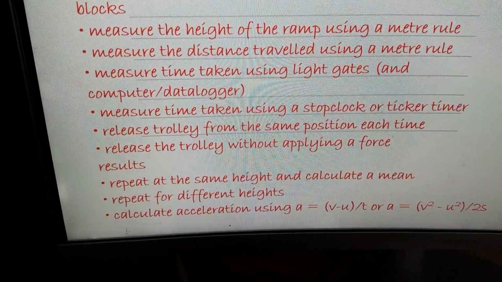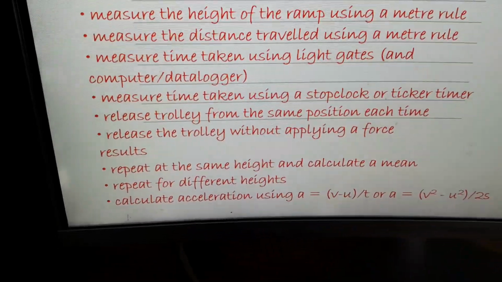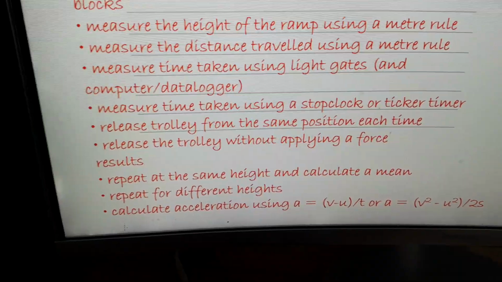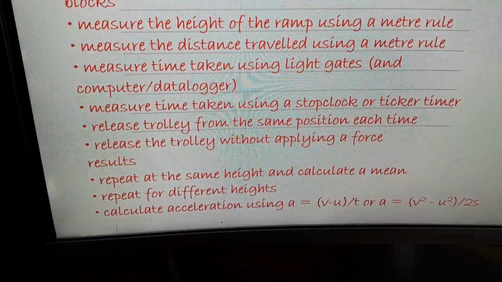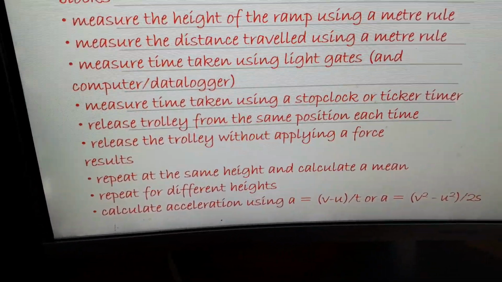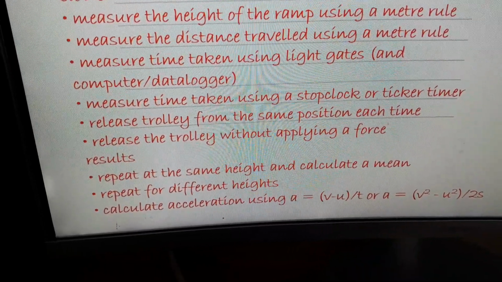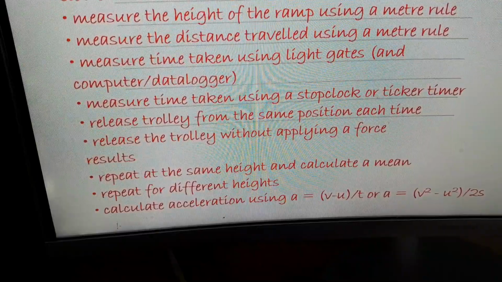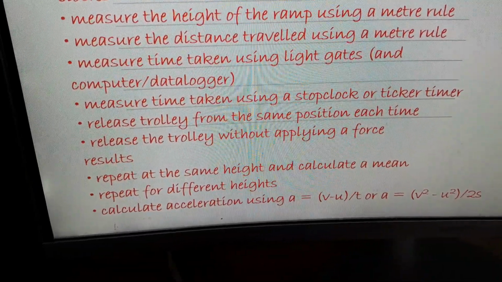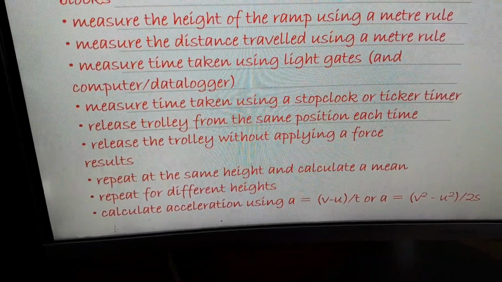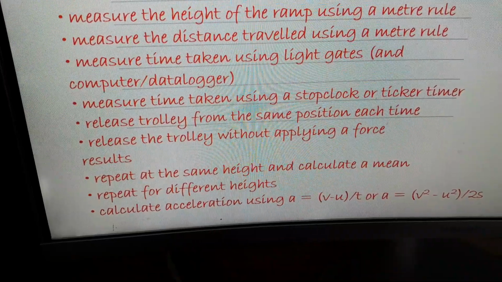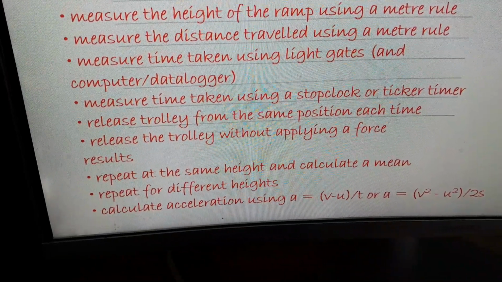Repeat at the same height and calculate a mean. Yay! Repeat for different heights. Yay! I got that one. Calculate acceleration using one of these ones. So, actually, I did that. Distance divided by time. V is, no, that's end speed minus start speed divided by time. Or V squared minus U squared over 2S.